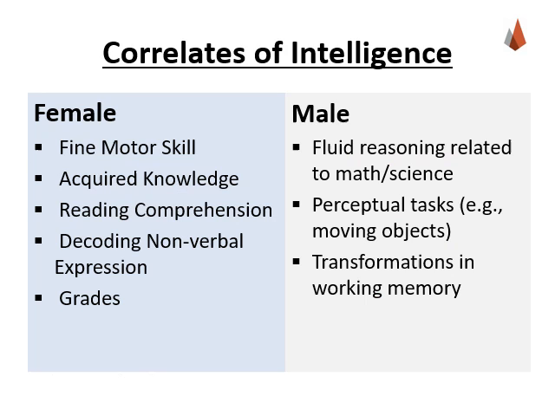Well, so here, when I talked about the correlation of the different genders, I'm still not sure if they're talking about gender or sex, because to me this sounds more like sex, but what do I know? Anyway, correlates of intelligence: females are more likely to do better with fine motor skills, acquired knowledge, better reading comprehension, and nonverbal expressions, and will tend to do better grade-wise. Males do better with fluid reasoning, math and science, perceptual tasks, and transformations in working memory.